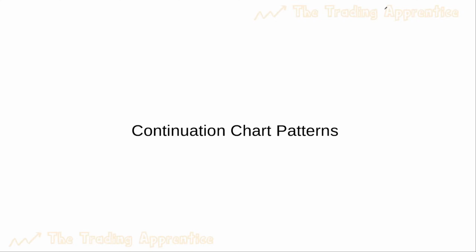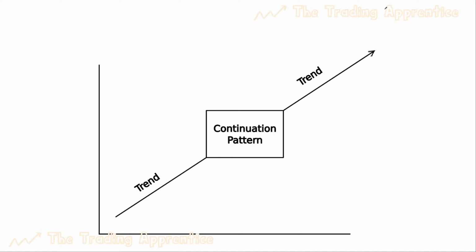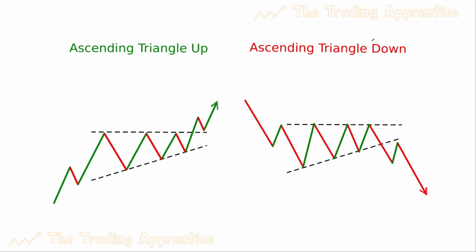Let's have a look at the most common continuation chart patterns. As mentioned before, continuation chart patterns are an indicator for a trend continuation. So we have the trend here and we insert basically the continuation chart pattern here and the trend continues. First up, we have the ascending triangle in an uptrend.